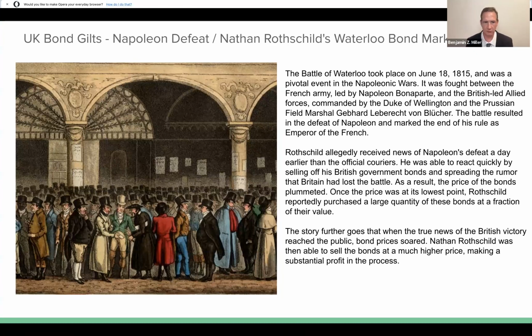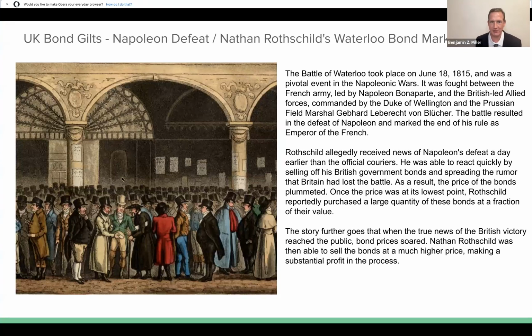But what he did was he went and spread a rumor that in fact the British had lost. He had friends that were working with him, and the rumor was spread that the British had lost. And as a result of that, the price of UK bond gilts, when people found out that the British had lost, everybody wanted to sell their bonds. So they sold their bonds.